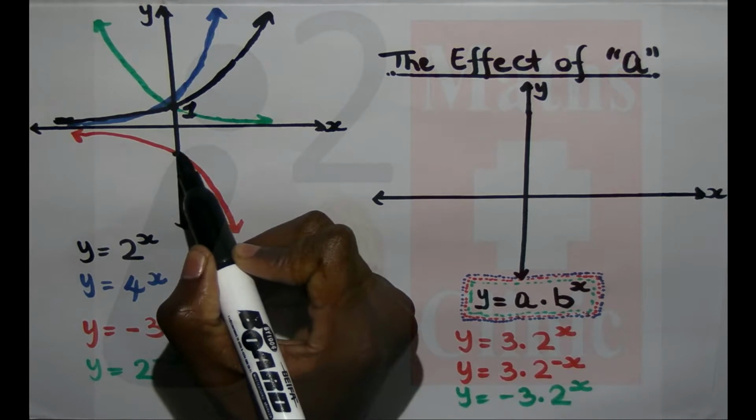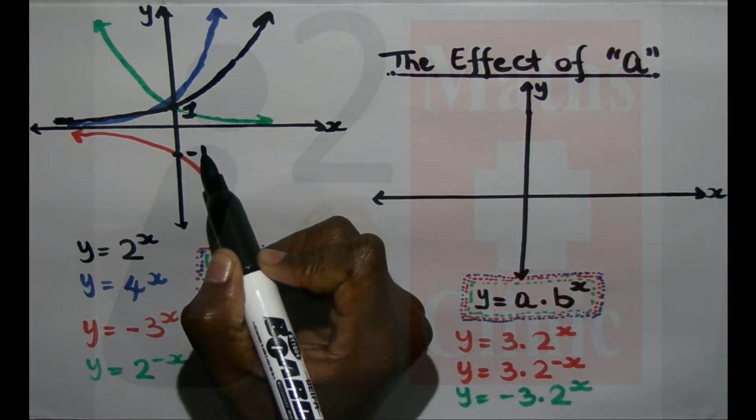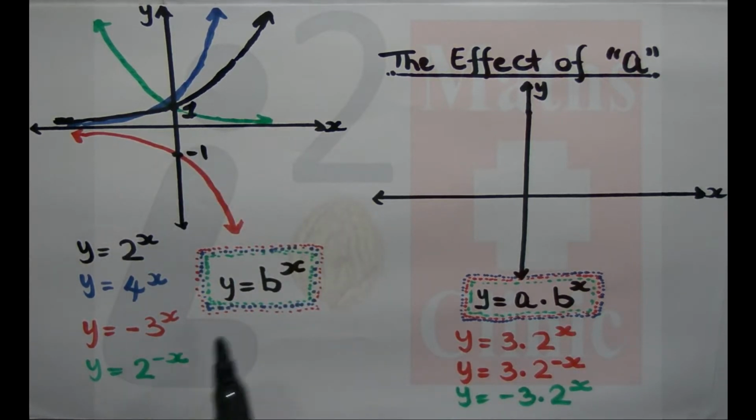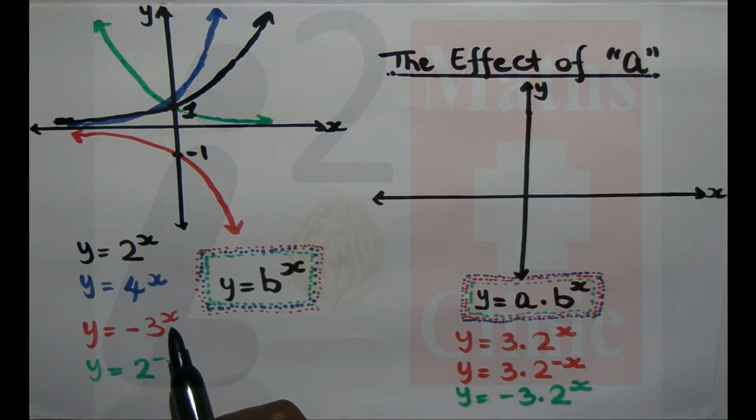And also phayana i-y-intercept ngubani? Ku-1. Y-intercept -1 because xa sifuna i-y-intercept senza bani? U-x abe ngu-0, so it's going to be 3 to the 0. Negative 3 to the 0 ngubani? Izawuba ngu-1. Alright, and then sijonge lastly kwelicala la graph 2 to the negative x.